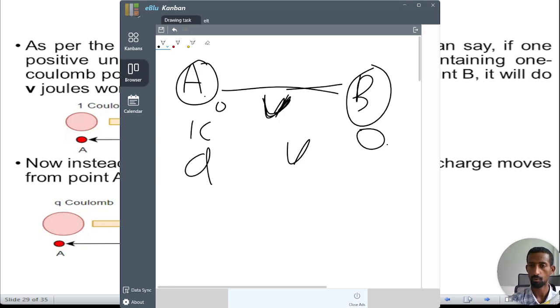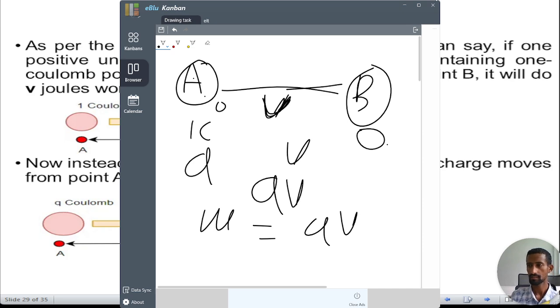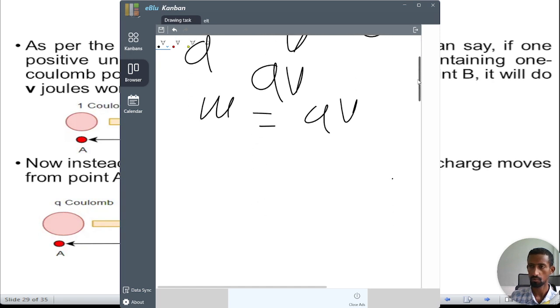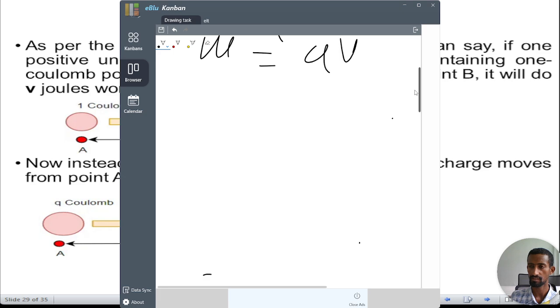If we move a Q charge from point A to point B, the work done will be QV, because the potential difference between point A and point B is V. So the work done to move a point charge from point A to point B is equal to QV. Let's say that the time taken to move this Q charge from point A to point B is T.